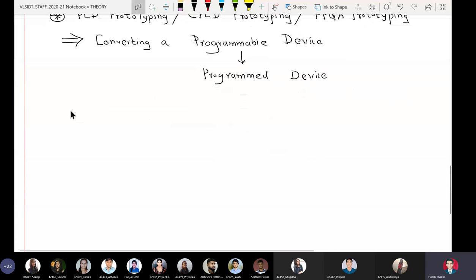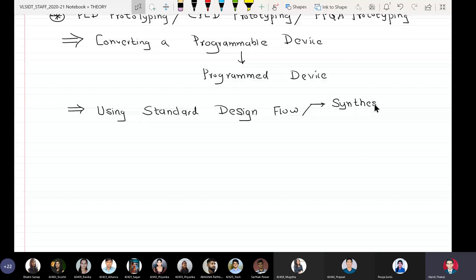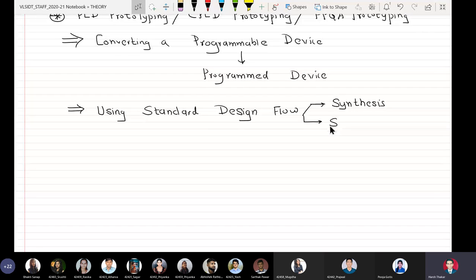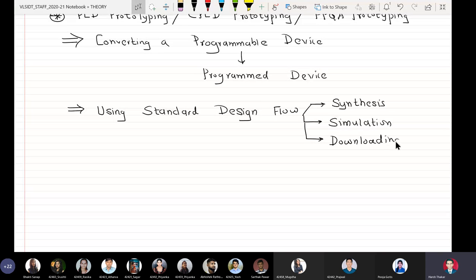Okay, using a standard design flow comprising of synthesis, simulation, and downloading. Okay.